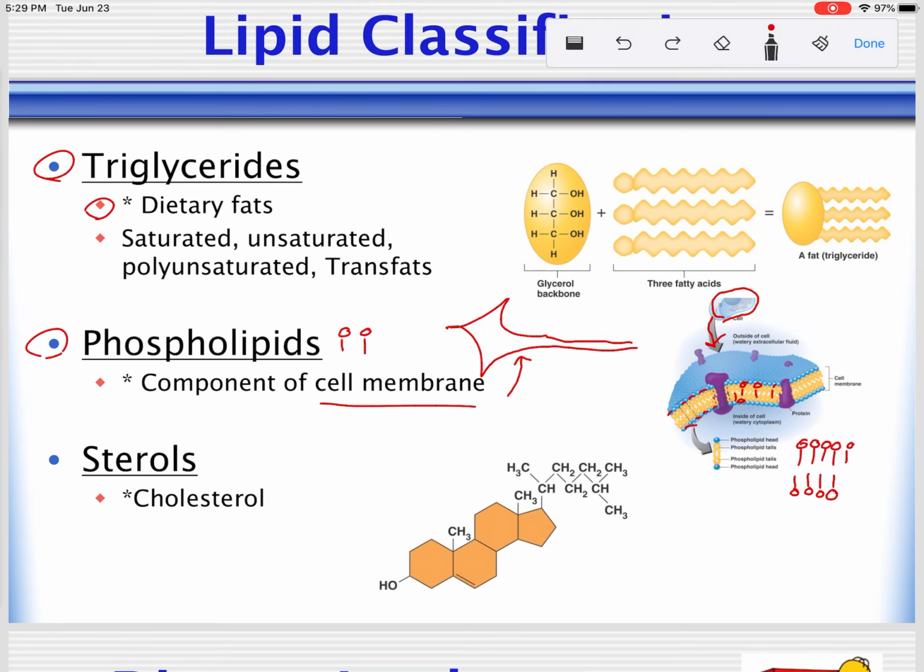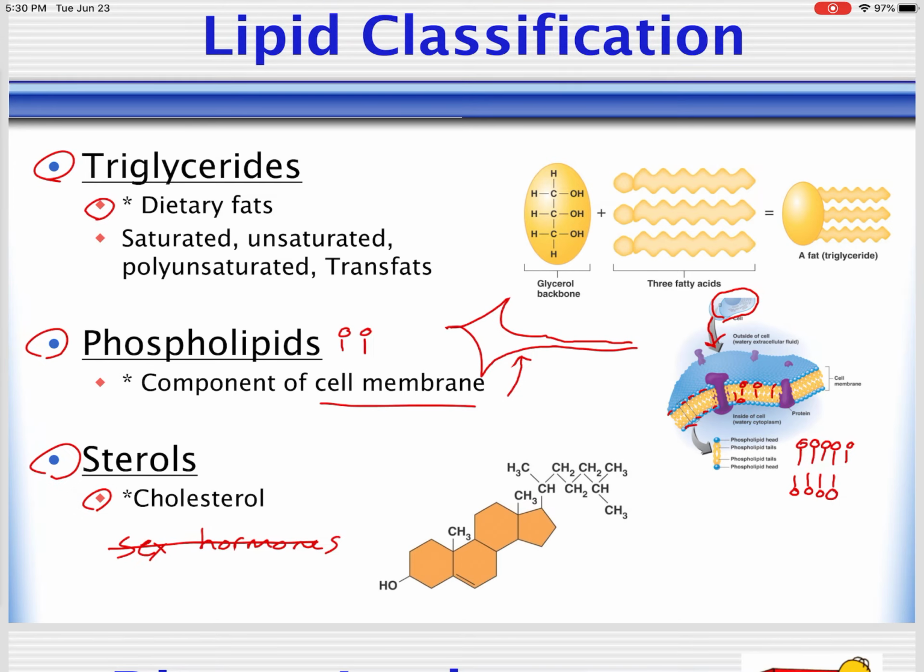Lastly, we have a third type of lipid called sterols. One example of a sterol is cholesterol. Also, our sex hormones, like testosterone and estrogen, are considered sterols. You don't have to know that now, but just be able to give an example of a sterol: cholesterol.